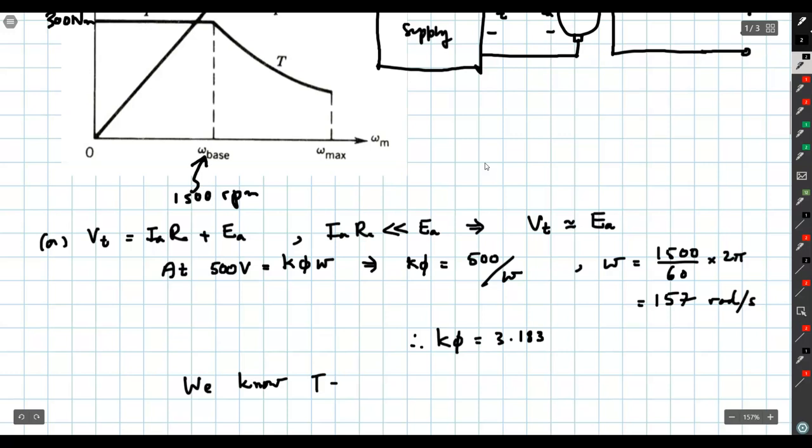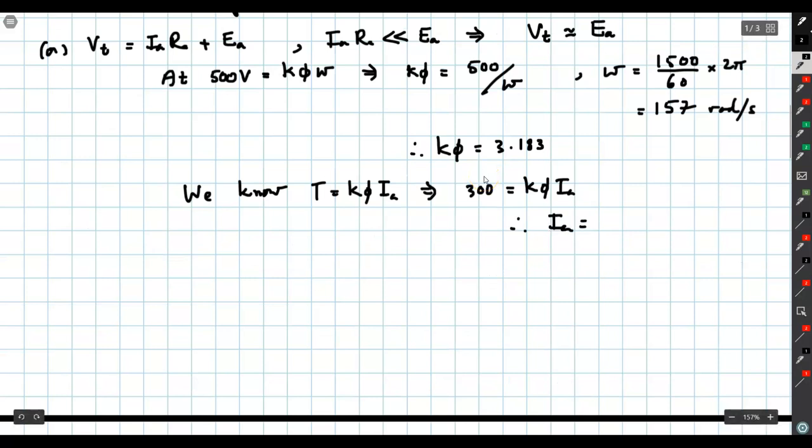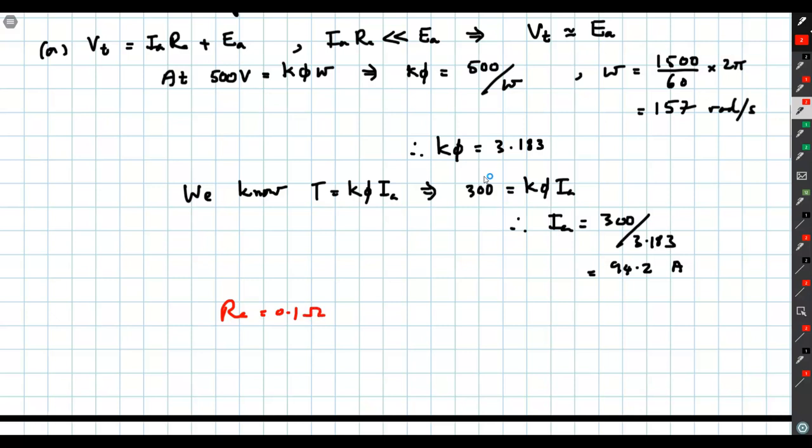Okay, so from there we can calculate the value of the current, because we know that torque is equal to K phi, the same K phi here, times IA. That means that 300 newton meter is equal to K phi times IA. So therefore, IA is equal to 94.2 ampere. Let's assume, for example, that RA is equal to 0.1, which is a typical value for a large DC motor. Therefore, IA RA is basically equal to 9.4 volts, based on that IA, which is much, much lower than 500 volts. So our assumption that IA RA is much, much lower than EA is in this case true.